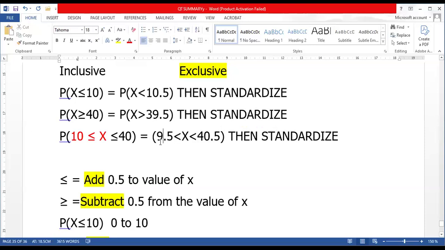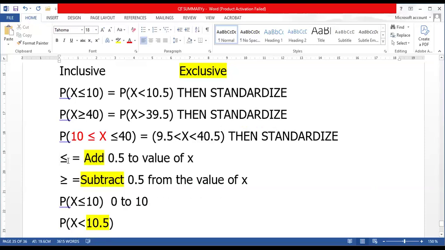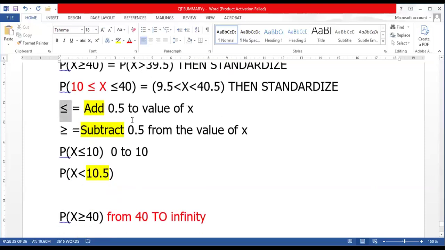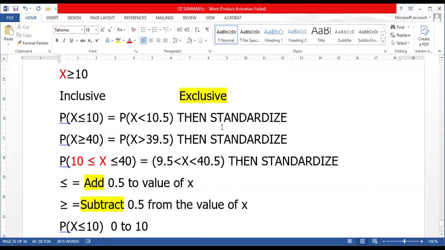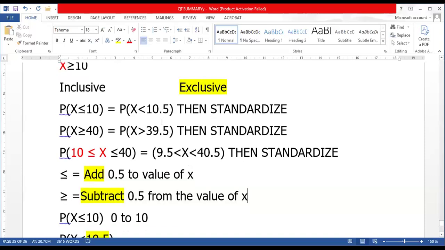Okay, guys, I believe I have really explained these things very well. If you still have issues, if you have not understood something, please let me know. Have this summary in your book. It will save you. But also don't cram. Know the reason why we are adding 0.5. Know the reason why we are subtracting 0.5. It will help you. Okay.